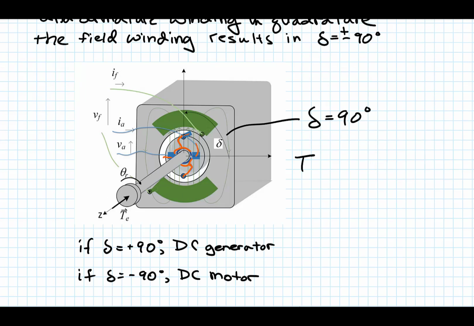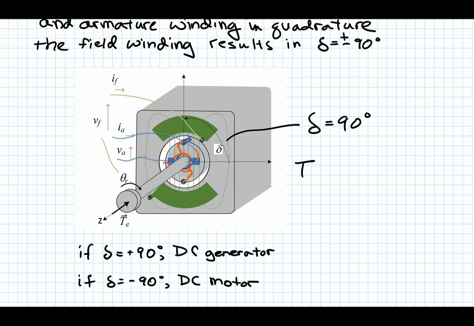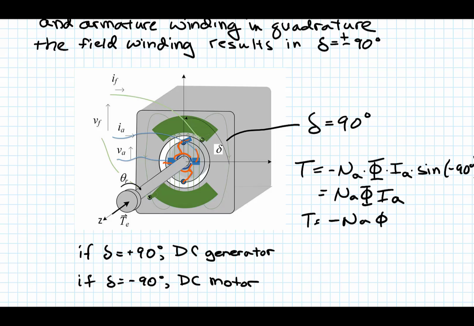As a result, the torque produced by this DC machine, if it is a motor, would be equal to the negative of the turns on the armature times the flux times the armature current times sine of negative 90 degrees, which is a positive number then. And if it's a generator, the torque would be the same expression, sine of positive 90 degrees, which is negative of the turns times the flux times the current.